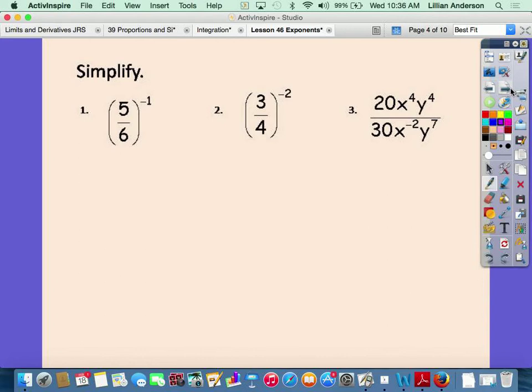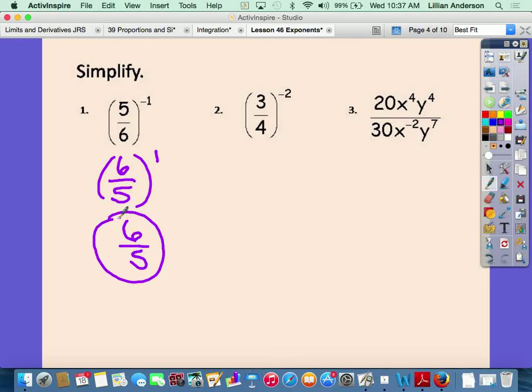So that basically means that this 5/6 is gonna become what? 6 over 5, and what happens to the negative exponent? It turns into a positive exponent, okay? Remember, a negative basically flips that base. And since it's just to the first power, my final answer is 6/5. Okay?